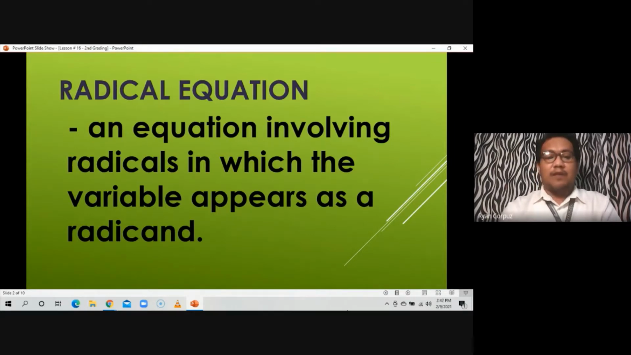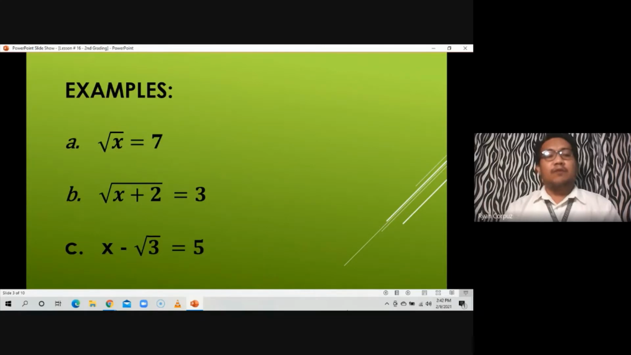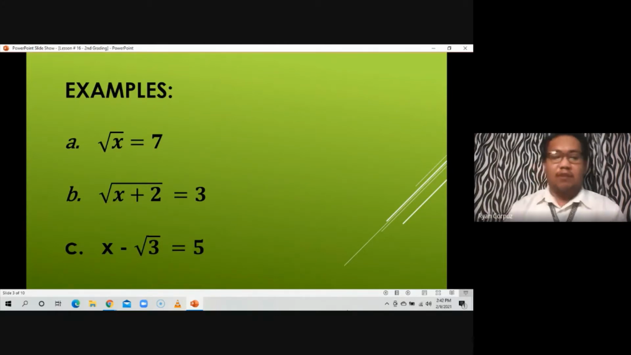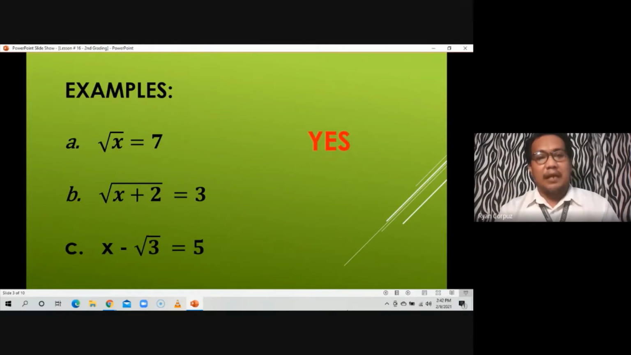So how does that work? We do have three examples here, examples A, B, and C. Let's identify if these three examples of equations involving radicals are considered radical equations. For number one, the given is the square root of x is equal to 7. If you look back at the definition, we will find out that the example in letter A is, yes, a radical equation.